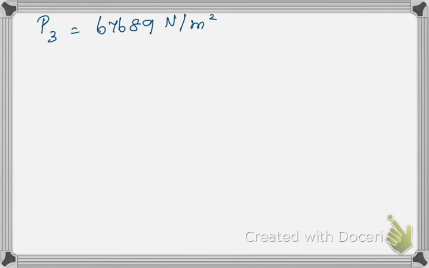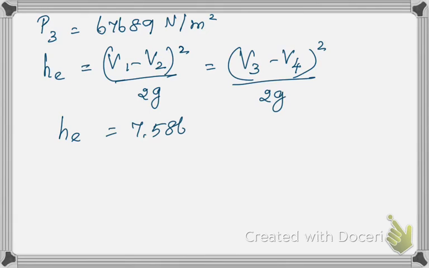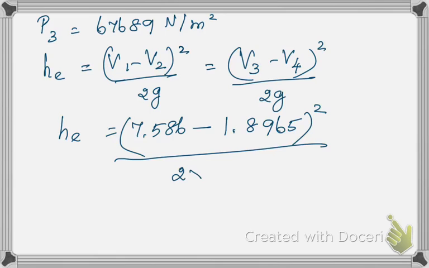So next is that we have to determine the head loss due to enlargement. The formula will be V1 minus V2 the whole square divided by 2g. Here it becomes V3 minus V4 the whole square divided by 2g. So which is equal to 7.586 minus 1.8965 the whole square divided by 2 into 9.81. So head loss due to enlargement is 1.65 meter.